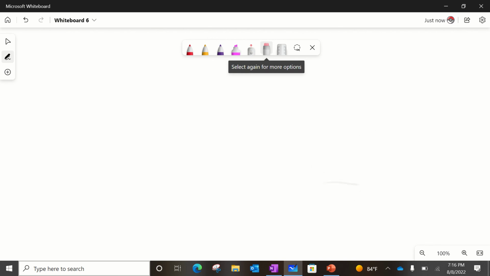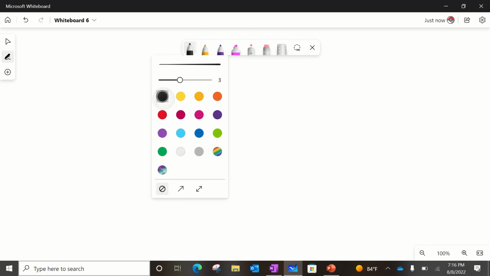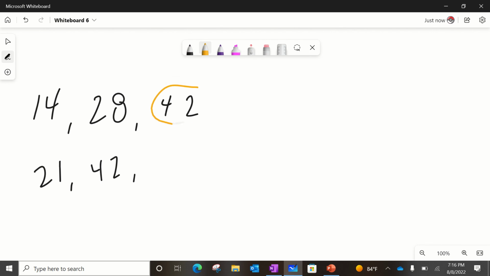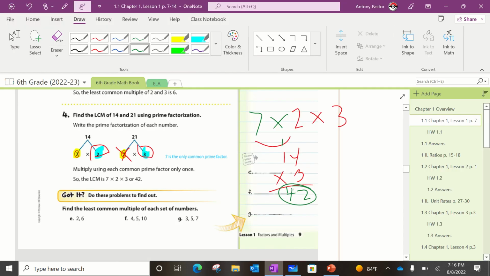Now, multiples would mean I'm going to count by those numbers. So I'd do 14. Double 14 would be 28. If I were to add 3 more, 8, 9, 10, 11, 12, carry the 1, that'd be 42. And 21 would be 21, 42, and so on. And you can already tell that 42 is right there in common first, like we have our answer over here.